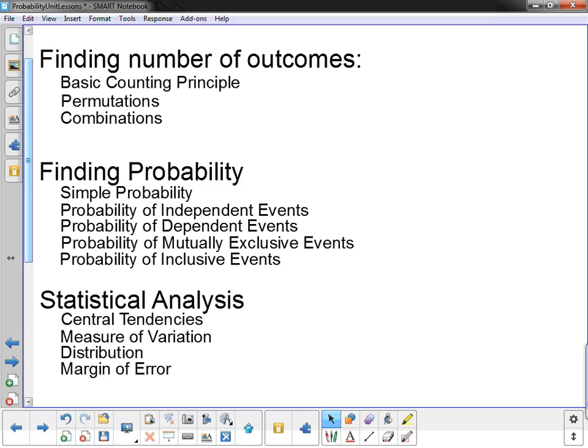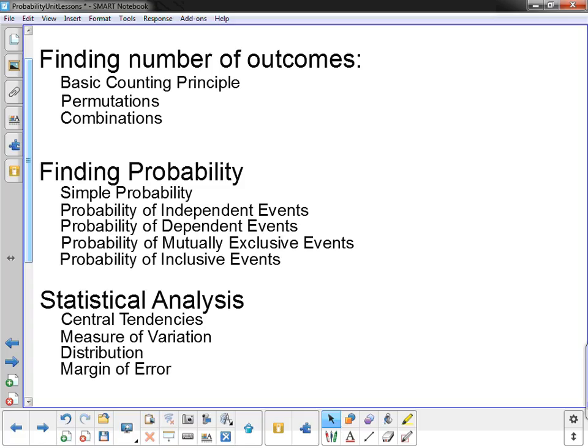We also talked about the probability of mutually exclusive events, and that's where we add. We take the probability of A and add the probability of B, as long as A and B have absolutely no overlap. And then we ended up with the probability of inclusive events. That's when there is an overlap, such as red or face cards. There are red face cards, so you have that overlap. There you add the probability of A and the probability of B, and then subtract off the probability of the combination of A and B. Okay, so those are the probability things.